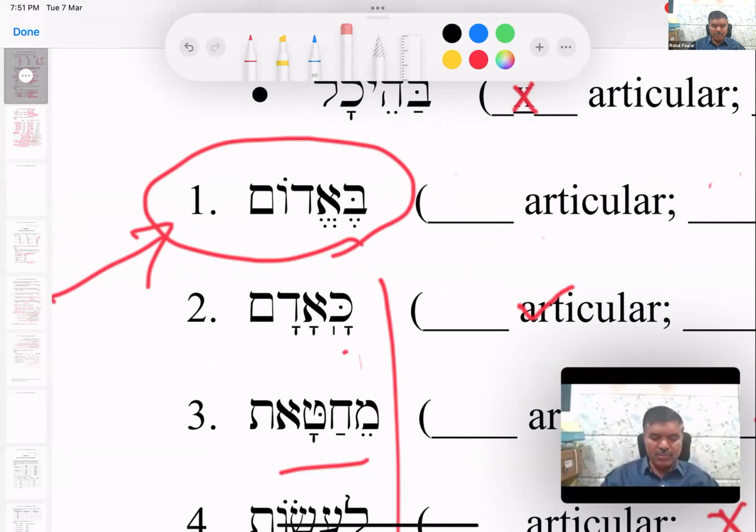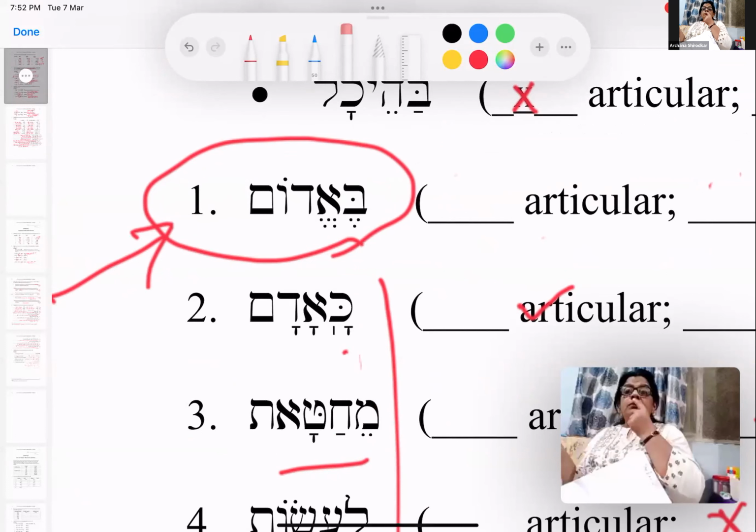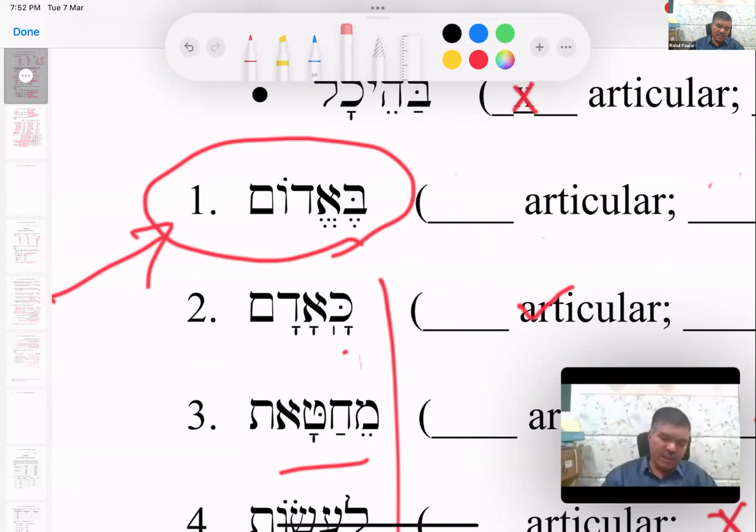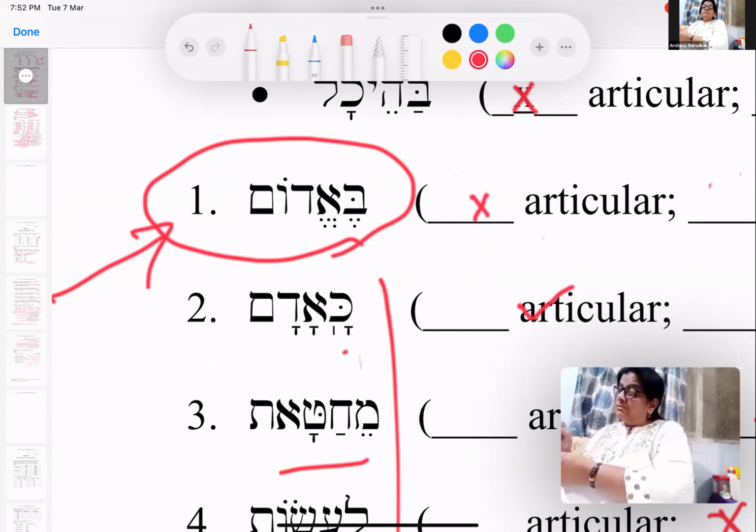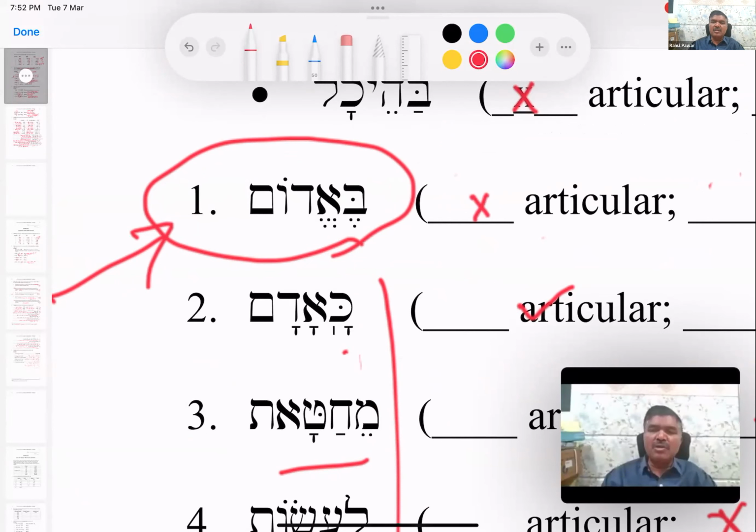Now, what is the rule of the preposition? The preposition will take the corresponding short vowel. So, under Aleph, which is the short vowel, here Katip Segal, so that will take a Segal. So, this is articular, so you have to put a cross mark at articular. And you have to write the anarthrous form, without article, meaning before there was a hey. Hey is hidden there.